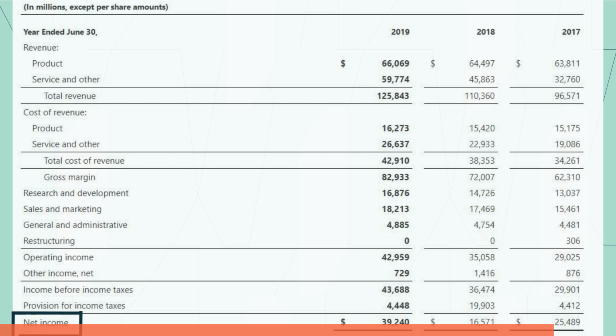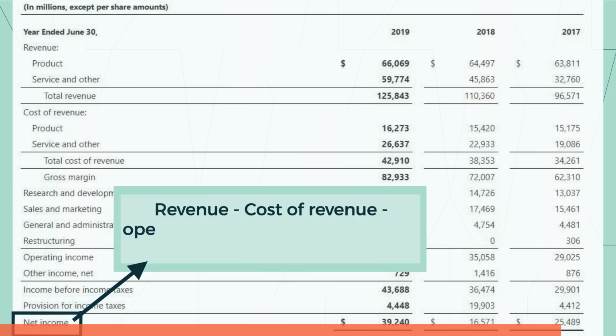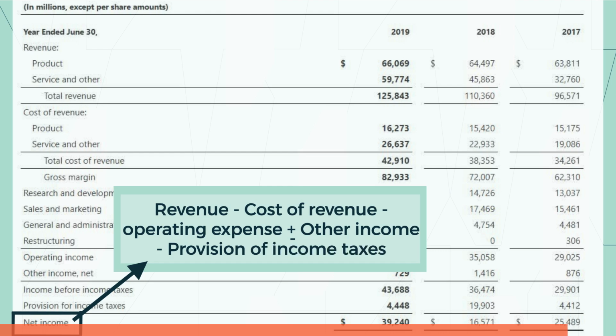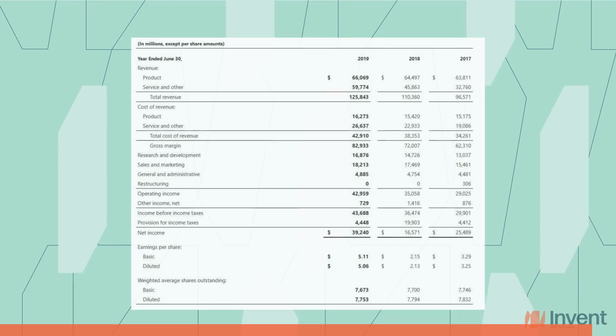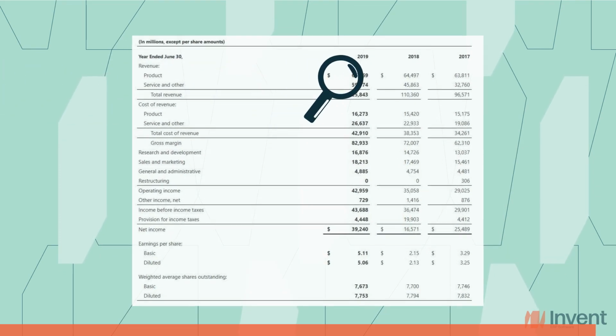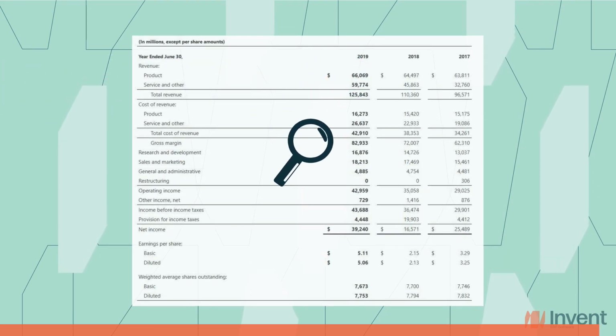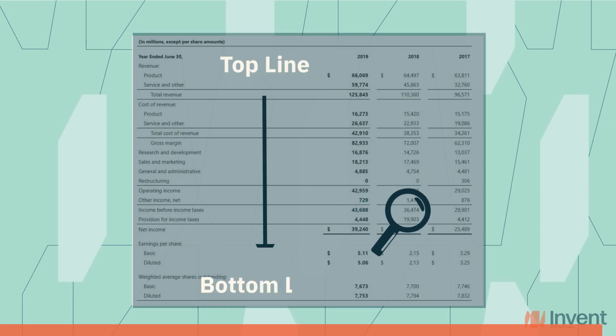Eventually, we will reach the net income line. Net income is revenue minus cost of revenue minus operating expense plus or minus other income minus provision for income taxes. In the above example, Microsoft has $39 billion of net income on $126 billion of revenue. For every $100 of revenue, Microsoft earned $31 in net income. So that was the income statement, an overview of how much a company has earned during a period of time or fiscal year, all the way from the top line to bottom line.